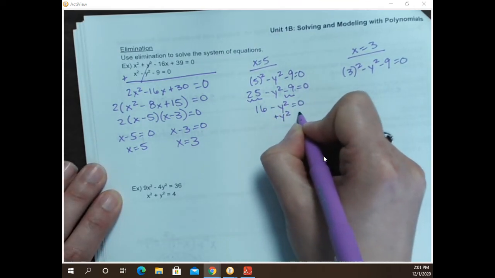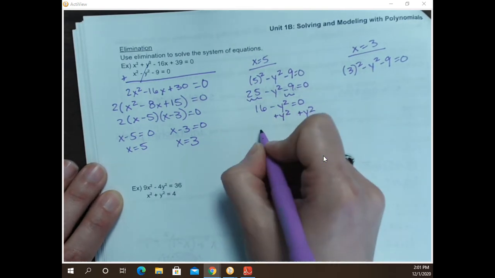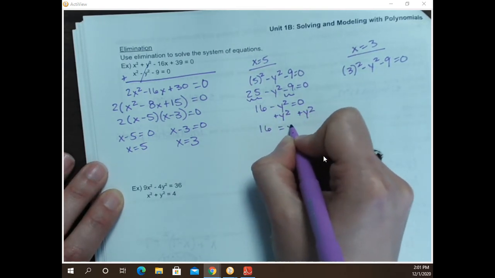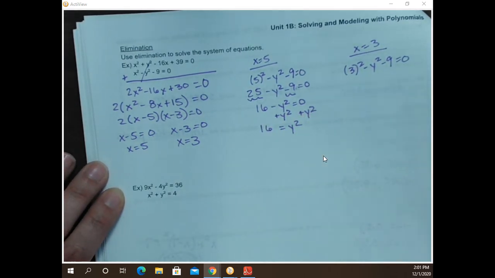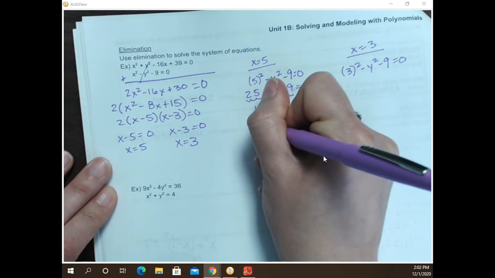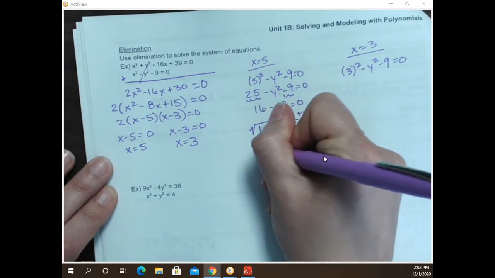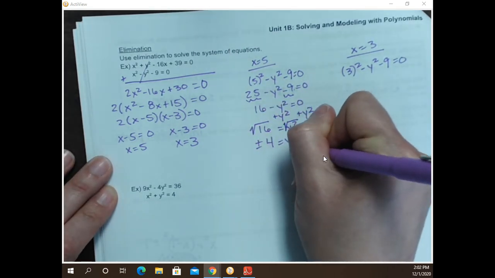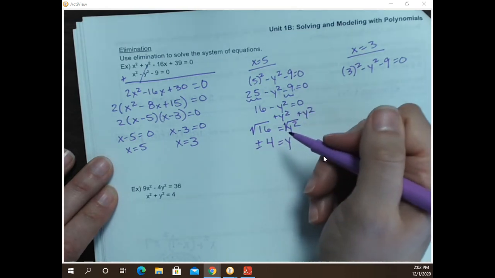Since it's negative, I think it would save me a step if I move the y squareds here. So I get 16 equals y squared. And now we talked about using square roots to solve for x. We're going to do the same thing here. I'm going to take a square root. The square root of 16 would be plus or minus 4. So that means y is plus or minus 4.